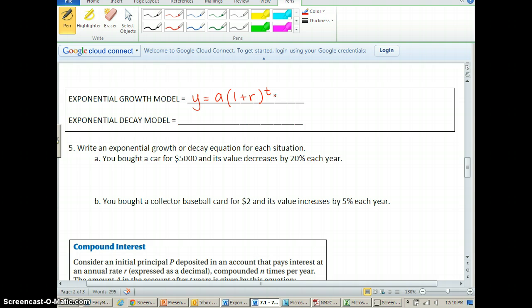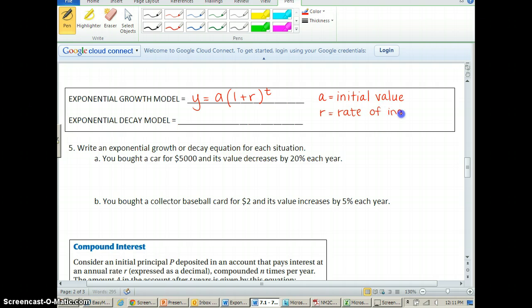And now let's talk a little bit about what these things mean. Okay? A is always going to stand for your initial value. And make sure that you guys are getting all of this written down in your notes so you have it when you do your assignment today. A is always going to be your initial value.